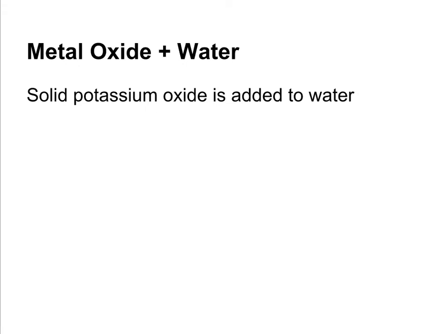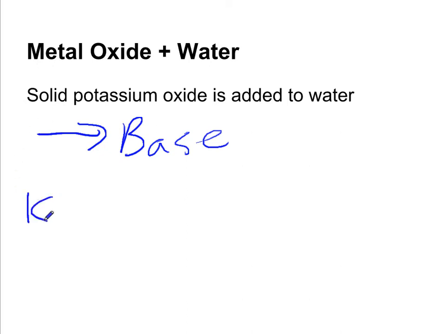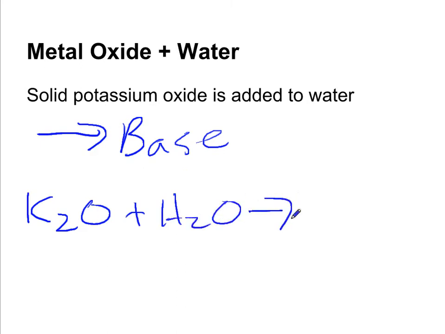Anytime we have a metal oxide being added to water, we're going to produce a base. The product's always going to be a base. So in this example, solid potassium oxide is added to water. Potassium oxide is K2O. Adding it to water, we know it's going to produce a base of some kind. Bases, we know, end in hydroxide. And the only other cation in this reaction has to be the potassium ion. So KOH is going to be our base that's formed.